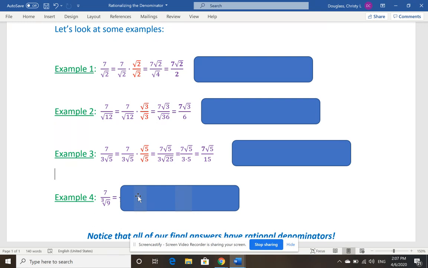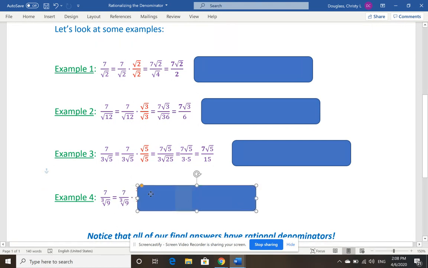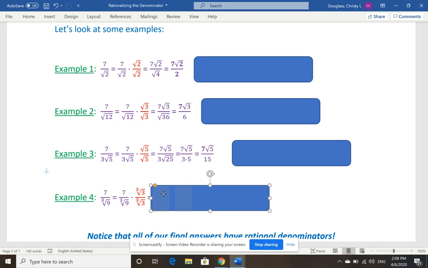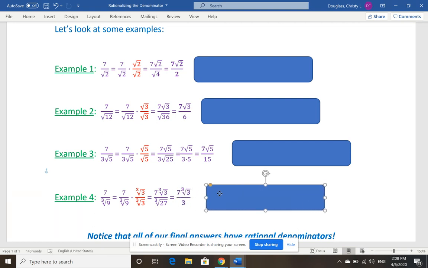9 is a perfect square, but it is not a perfect cube. The number that I mentioned that I think we can work with is 27, which is 3 times 3 times 3. So if I multiply top and bottom by the cube root of 3, then that's going to give me a nice cube number. So in the top, once again, the 7 and the cube root of 3 just hang out side by side. But in the denominator, I end up with the cube root of 27, and the cube root of 27 is just 3.